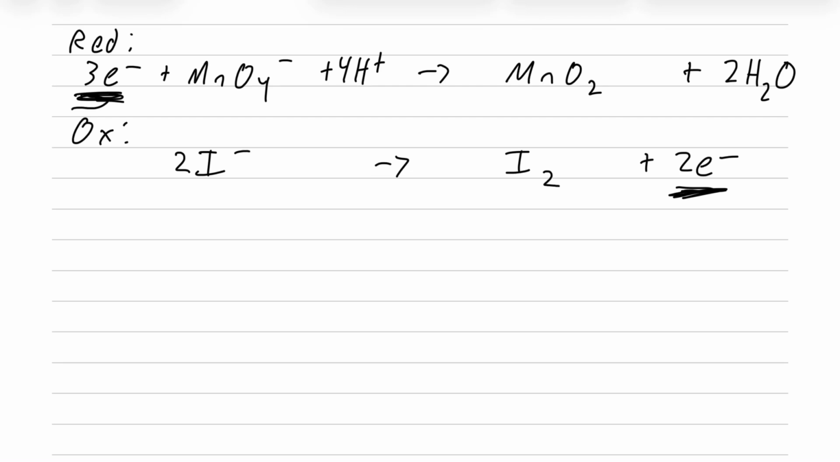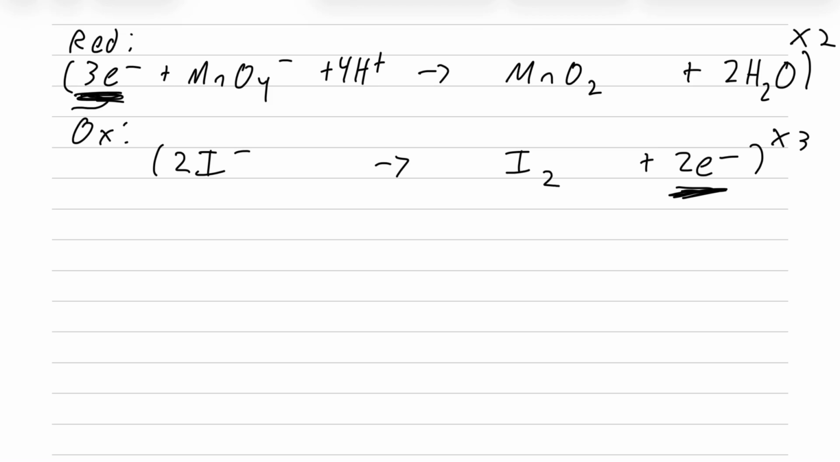Okay. With that knowledge, we need to make the electrons equal 6 for both of these half reactions. To do that, we have to multiply each entire half reaction by the necessary number. For the reduction half, we want to get 3 up to 6, so we multiply it by 2, but we need to multiply the entire reaction by 2. Everything gets multiplied by 2. Same idea down here. Everything gets multiplied by 3 to get up to 6, okay?